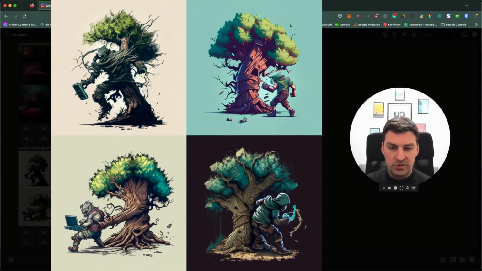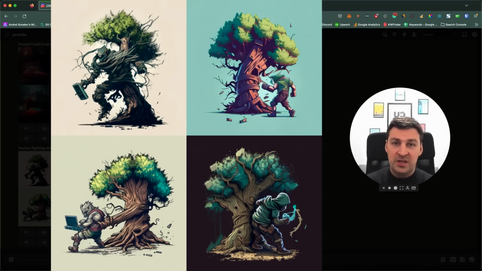Now, if we take a closer look, what you can see is that it's taken my sentence, even though it's strange, and it's looked at it as a single holistic concept. And these results are actually pretty surprisingly good. Even though the hacker isn't really fighting with the tree, it looks more like the hacker is part of the tree and he's fighting.